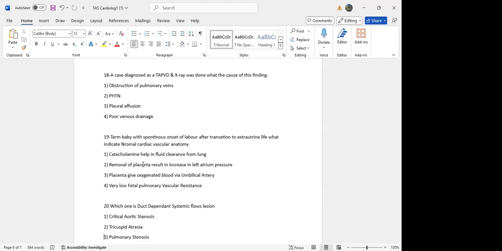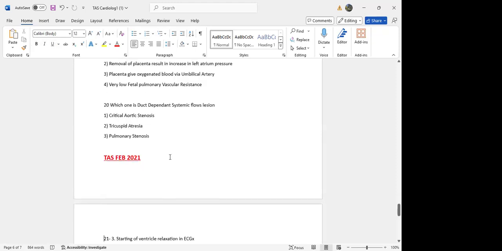ये डायरेक्ट काम है प्लेसेंटा का. ठीक है ना. बाकी सारा चूंकि ये रिकॉल है तो बाकी ऑप्शंस को हम कह नहीं सकते. बाकी हम एक्सक्लूड कर सकते हैं कि फीटल लाइफ के अंदर हाई पल्मोनरी रेजिस्टेंस होता है, प्लेसेंटा में ऑक्सीजनेटेड ब्लड अम्बिलिकल वेन के अंदर होता है. कैटाकोलामीन्स हेल्प इन द फ्लूइड क्लियरेंस फ्रॉम द लंग्स. अब ये कैटाकोलामीन की वजह से फ्लूइड क्लियरेंस नहीं है, it is due to the child taking a breath, तो फिर आपका फ्लूइड रिप्लेस हो जाता है एयर से.